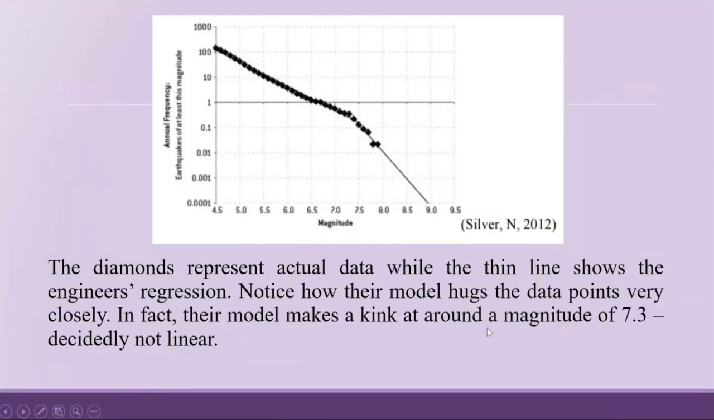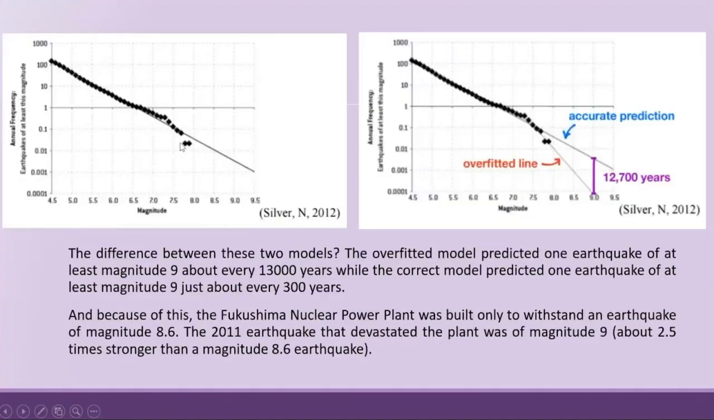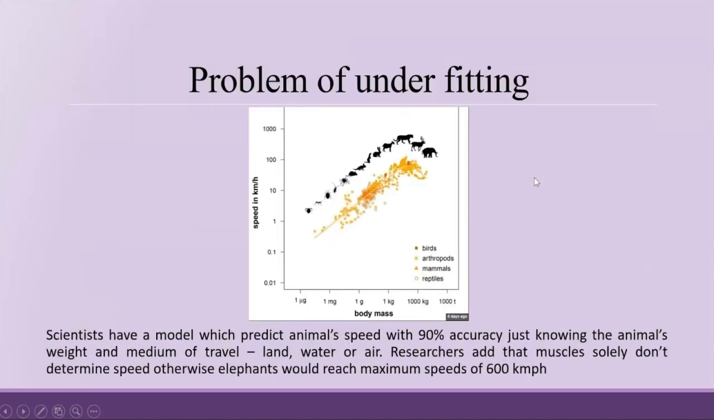So they designed the Fukushima power plant on this basis, that the probability is very low and the safety factor was kept at 9. It is next to impossible that we will get a 9 Richter scale earthquake. They created the overfitted line, and on the basis of the overfitted line they made the assumption that it is not going to happen. But within 2 years of the Fukushima power plant construction, an earthquake of 8.6 hit, and this is the problem when you overfit the data.